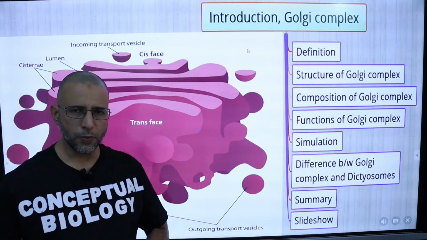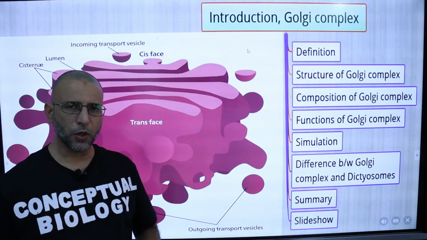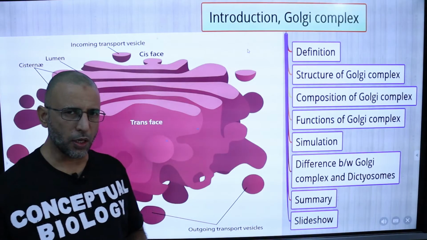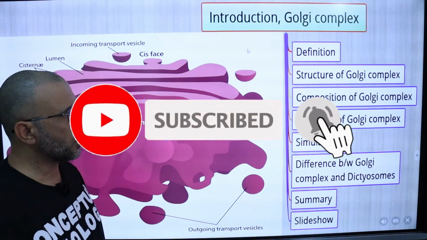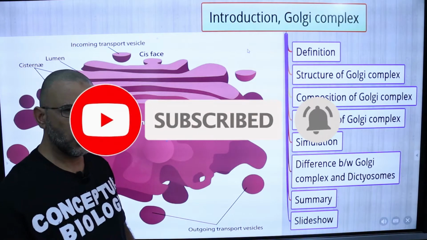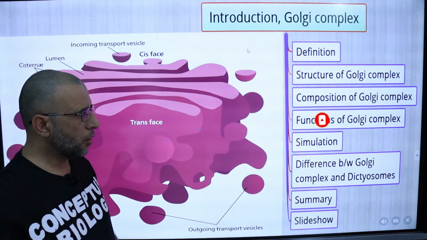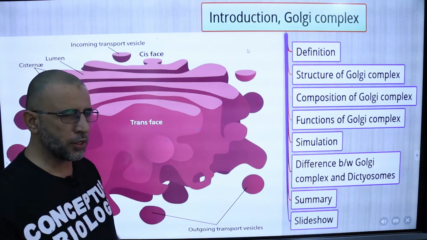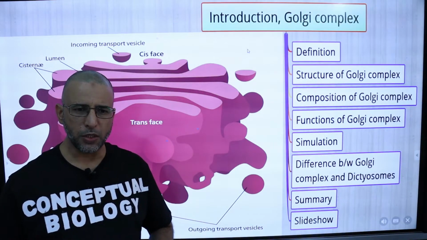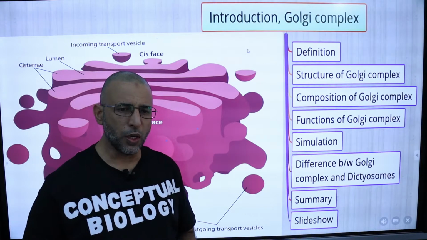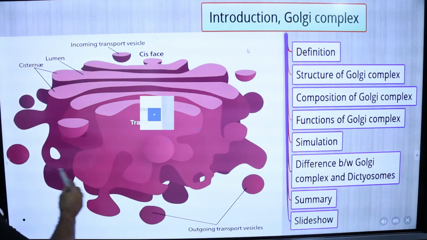Hi, I am Sohail. Today I am going to talk about structure and composition of Golgi complex. Main points of the lesson are structure and composition of Golgi complex, functions of Golgi complex, and difference between Golgi complex and dictyosomes. Golgi complex modifies and packages proteins produced on rough endoplasmic reticulum.